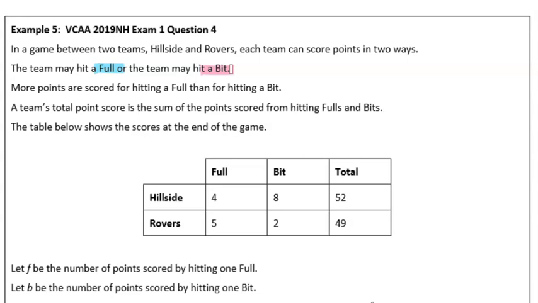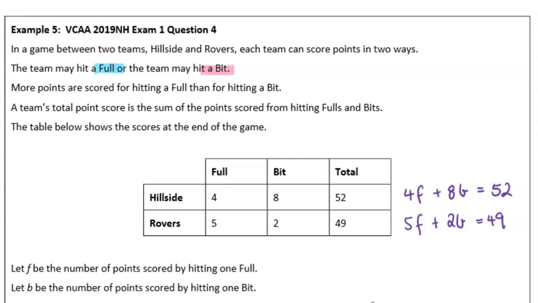We've got a table here showing the breakdown of the scores. Let F be the number of points scored by hitting one full, and B be the number of points scored by hitting one bit. So let's put this information from the table together into some equations. So Hillside has scored 4 fulls and 8 bits for a total of 52 points. Rovers, 5 fulls, 2 bits for a total of 49 points. So there's our equation set up.